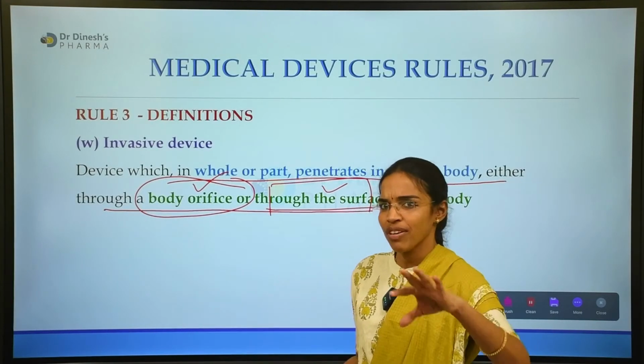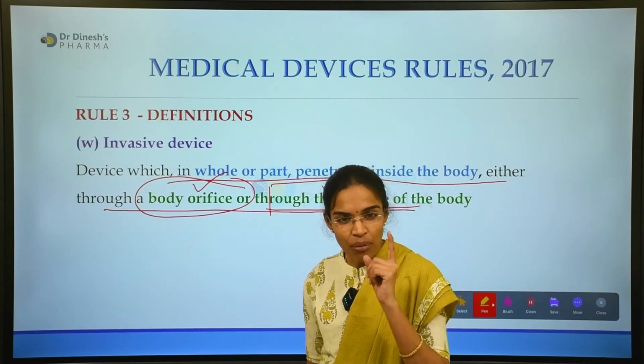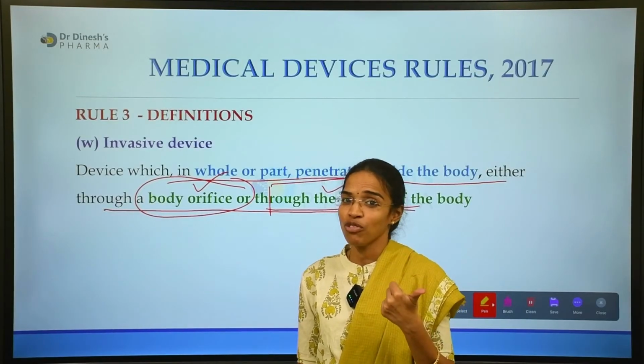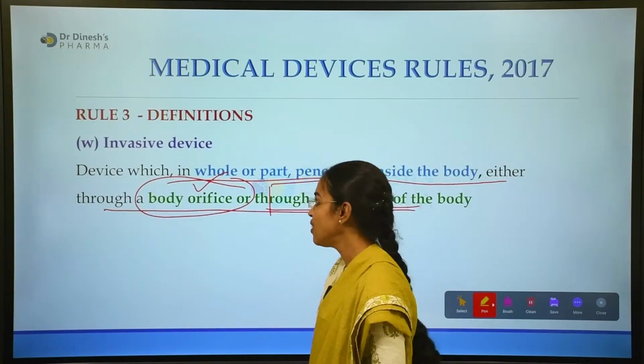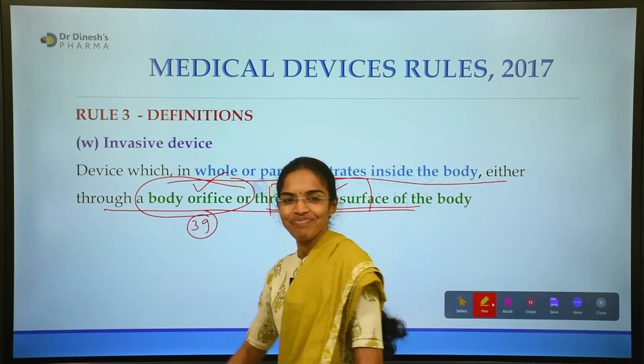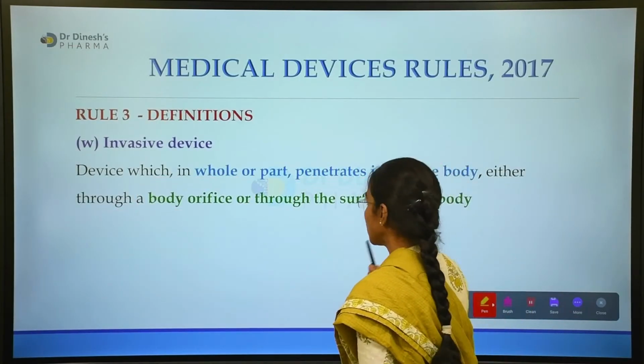So what is a body orifice? Also we have discussed in our previous class, in detail about the body orifice, what are the various types of body orifices, in 3G. So this is about an invasive device.